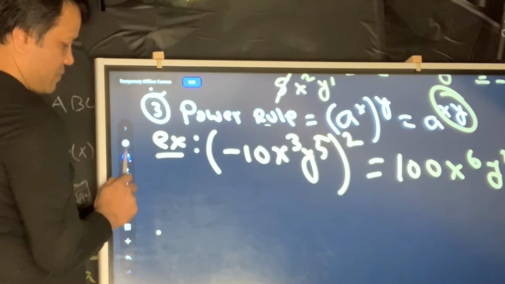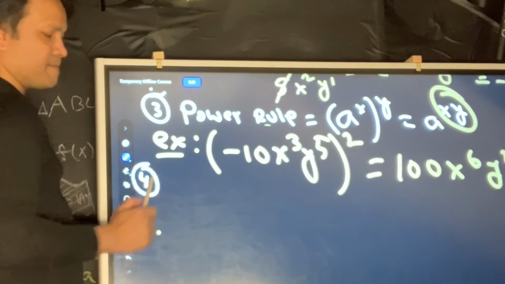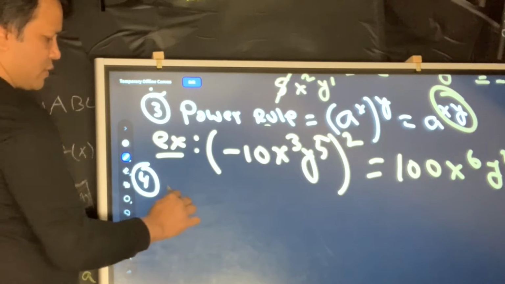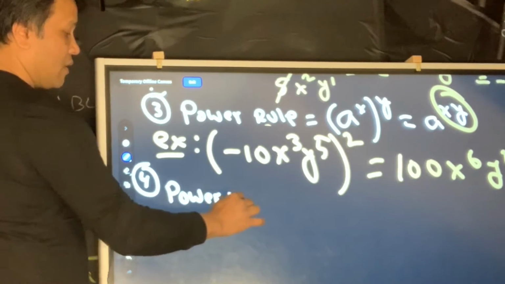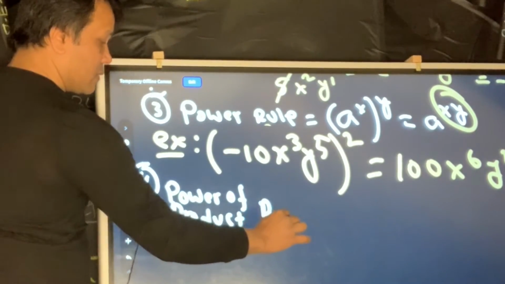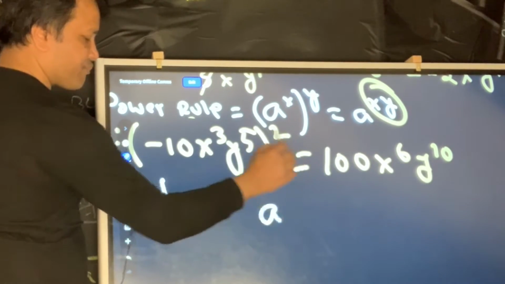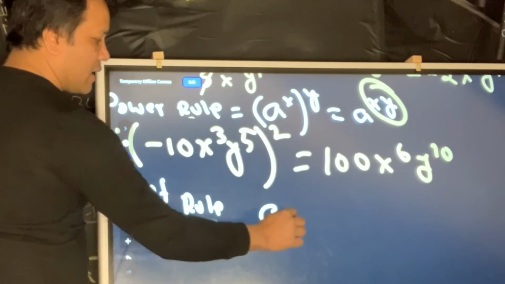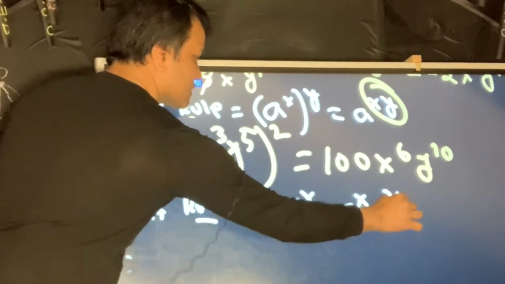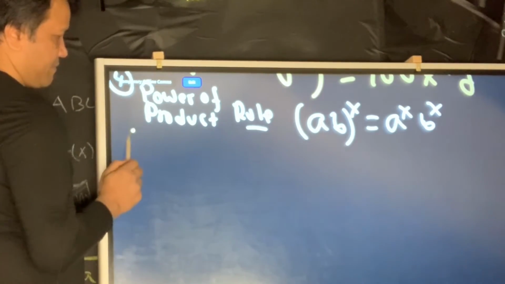Now we're going to do rule number 4, which is something like a combination of the power rule, rule number 3, and rule number 1. We're going to call it the power of a product rule. How does it look? (ab)^x is equal to a^x b^x. An example will help you understand this.